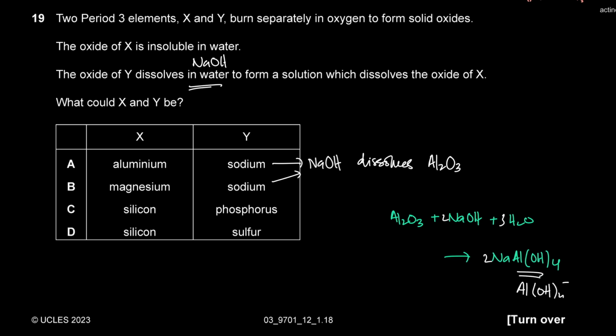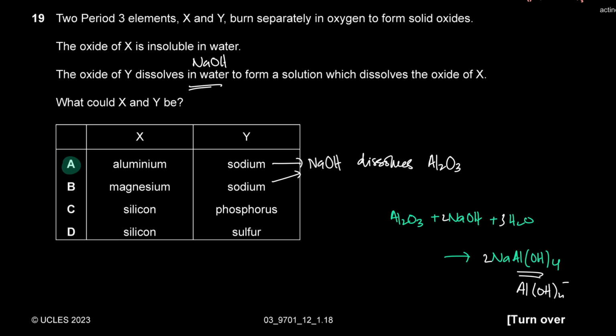This salt that we get is soluble in water. So again, aluminum oxide is amphoteric, so it can react with acids and bases. It reacts with sodium hydroxide, it dissolves in sodium hydroxide. It also dissolves in HCl. It doesn't dissolve in water, but it can dissolve in acid or alkali. So the answer is A. Aluminum oxide is insoluble in water, but it does dissolve in sodium hydroxide.